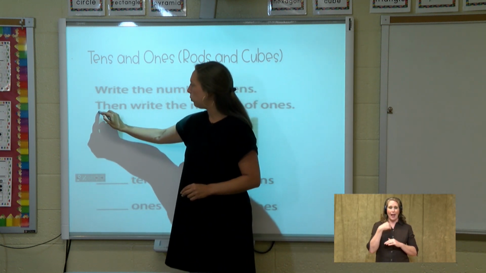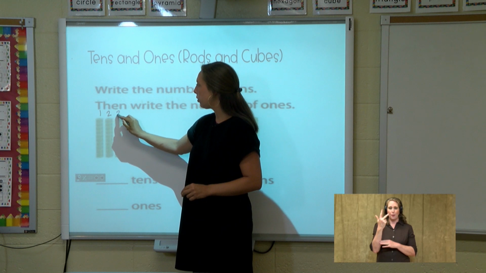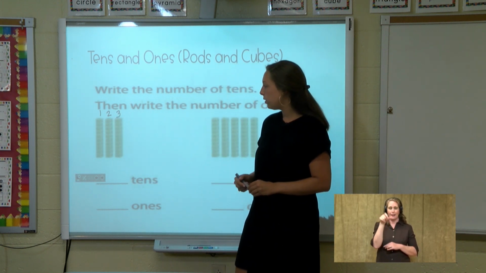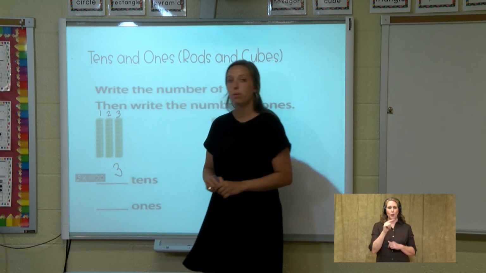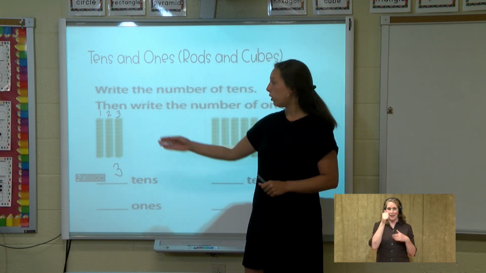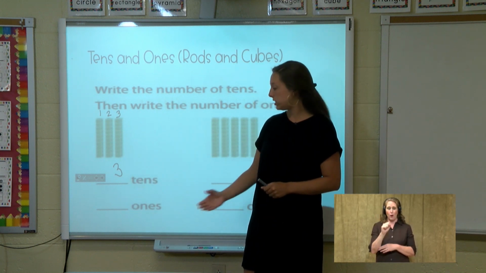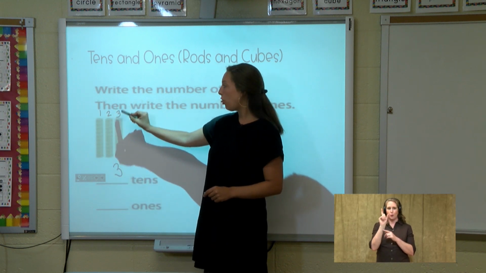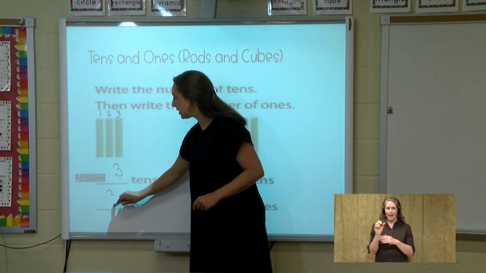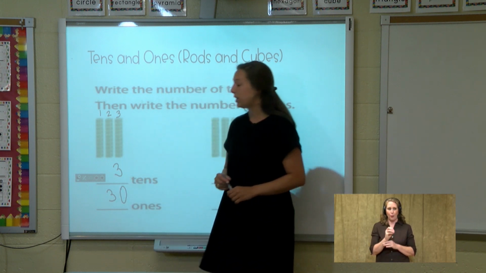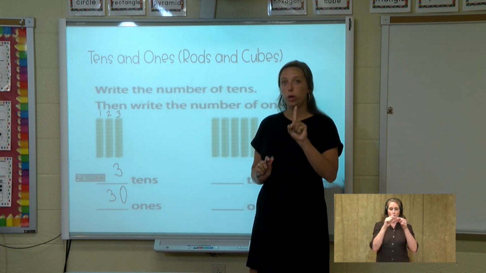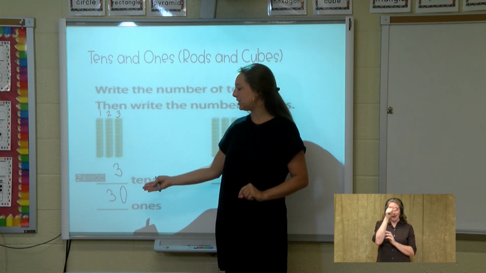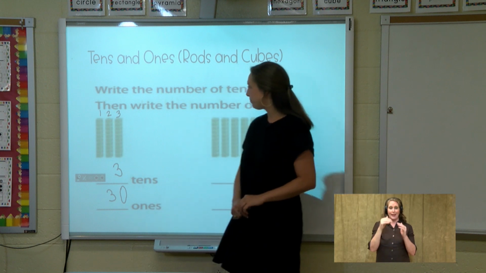I see 1, 2, 3. I see 3 tens. 3 tens. Remember, when we have tens, or rods, we count by tens to tell us how many ones. So 10, 20, 30. That stands for 30 because there's 10 cubes in one rod. So with the 3 rods, we had 3 tens. That gave us 30 ones.